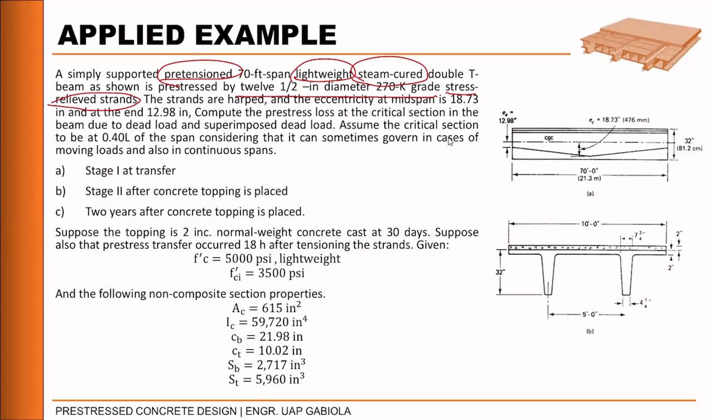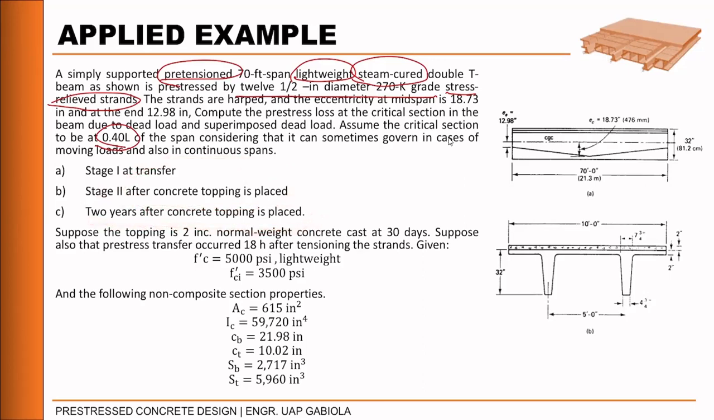Due to dead load and superimposed dead load, assume natin daw na ang critical section natin is at 0.4 nung span natin. Considering that it can sometimes govern in cases of moving loads and also in continuous spans. Okay? So, yung mga ika-calculate daw nating loading stages are stage 1, ibig sabihin at transfer. We have stage 2, after yung concrete topping natin is placed. Okay? And then, stage 3 or last stage, 2 years after yung concrete topping is placed.